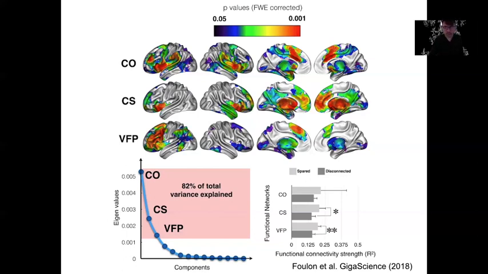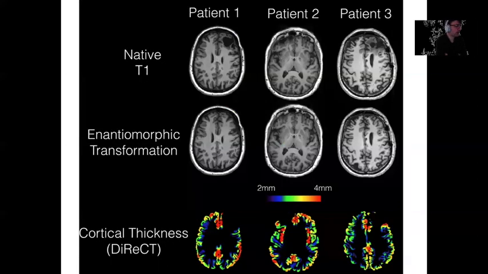So we modified a classical method to measure cortical thickness so that it is applicable to patients with brain lesions. So we used advanced normalization tools that give you a way to measure the cortical thickness.